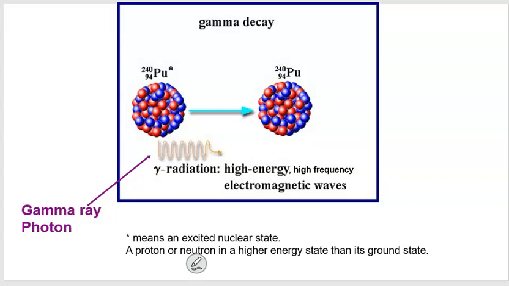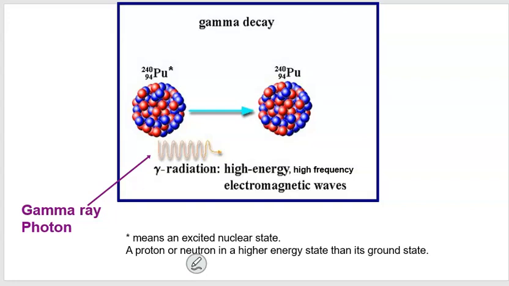And then here you have a large plutonium atom, where those excited outer electrons falling to their ground state release gamma radiation. Very, very, very high energy photons.